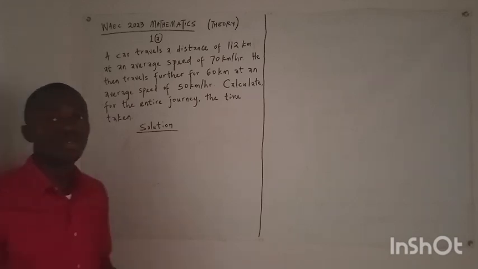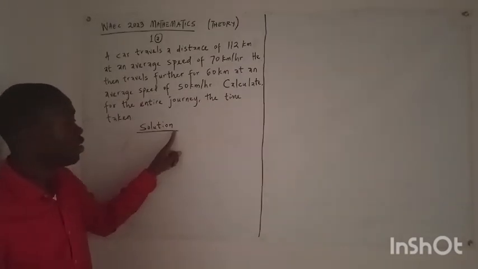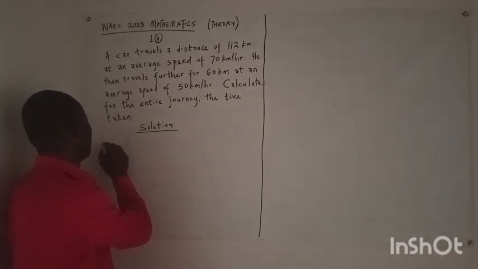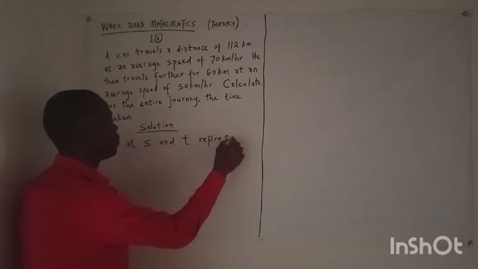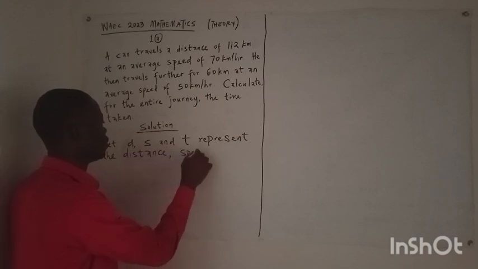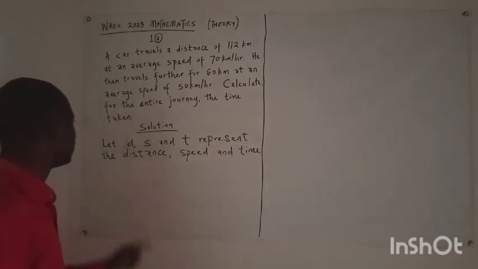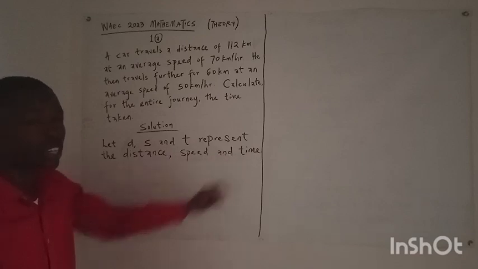So the first thing to do when attempting a question is to write solution. So the solution is already on the board, and then let's define the terms we are going to use. Let D, S, and T represent the distance, speed, and time. So we have defined D to be distance, S to be speed, and T to be time.